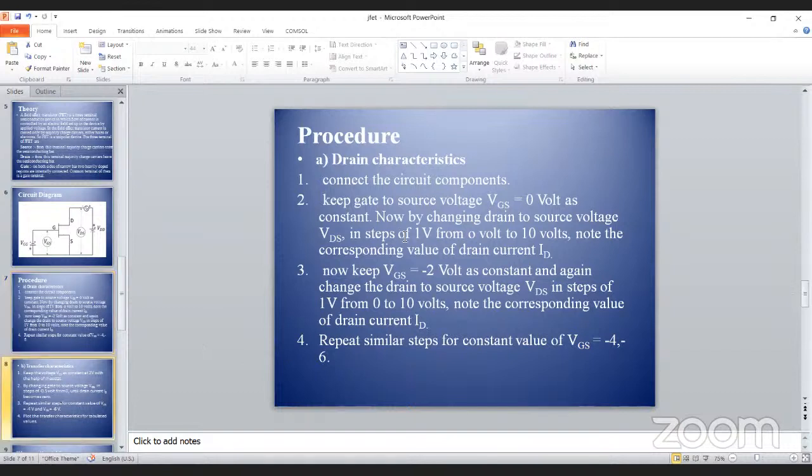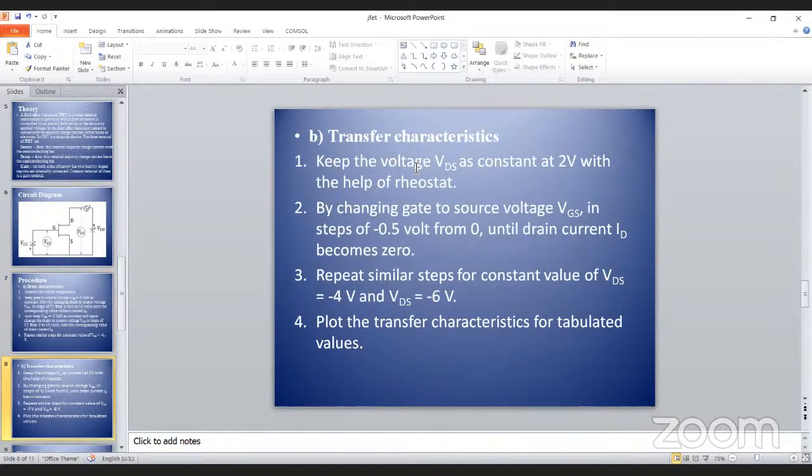Second is the transfer characteristic. Keep the voltage VDS constant at 2 volt with the help of rheostat, by changing gate to source voltage VGS in steps of minus 0.5 volt from 0 until drain current ID becomes 0. Repeat similar steps for constant values of VDS equal to 4 volt and 6 volt, and plot the transfer characteristic for tabulated values.